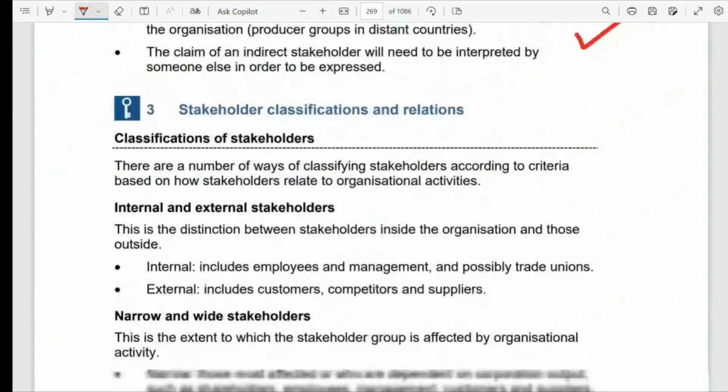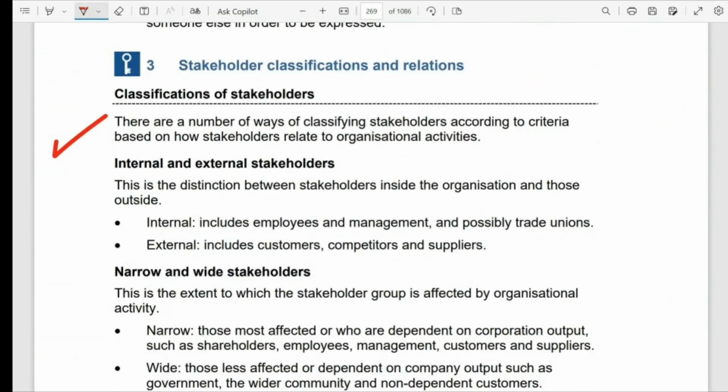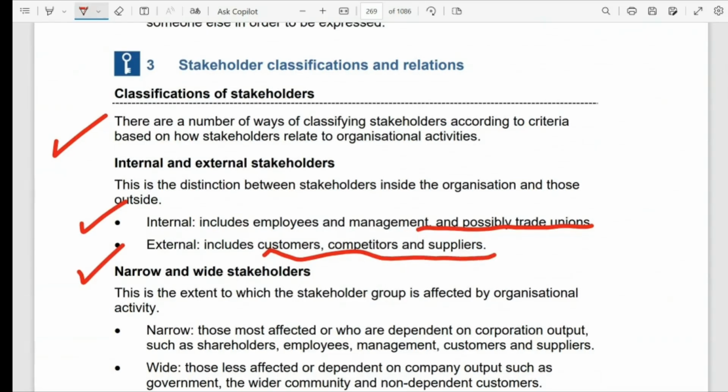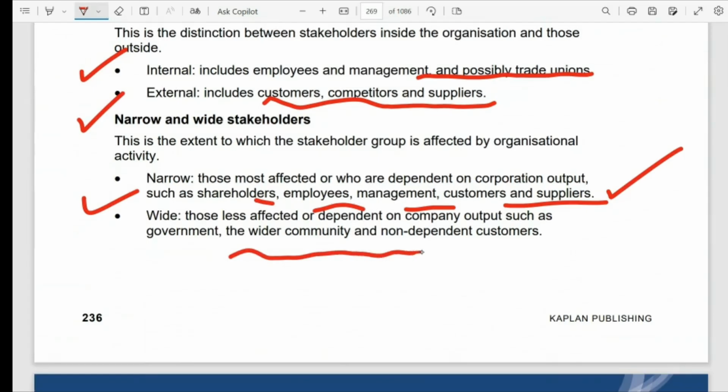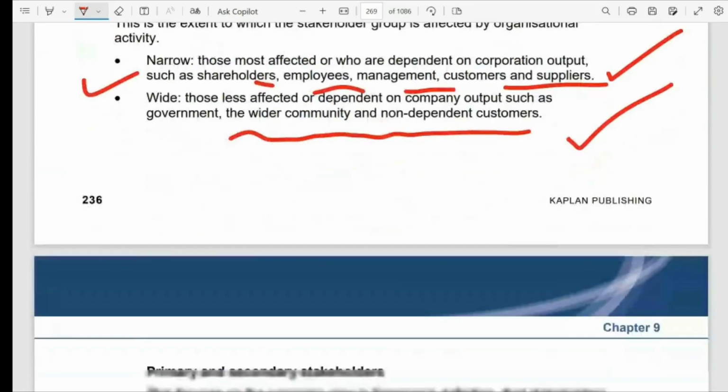Stakeholder classification and reaction. Classifications of stakeholders are internal and external. Internal are management and possibly trade unions, and external are customers, competitors, suppliers, and many others. Narrow and wider stakeholders: narrow are those affected by or dependent on the corporation's output, such as shareholders, employees, management, customers and suppliers. Wider are those less affected or dependent on the company's output, such as government, the wider community, and non-dependent customers.